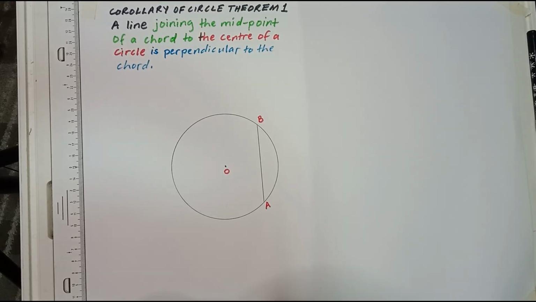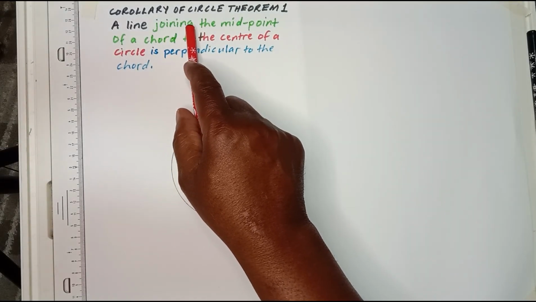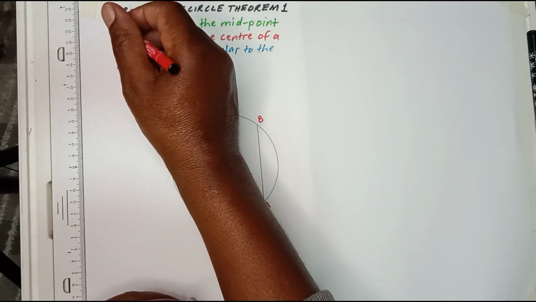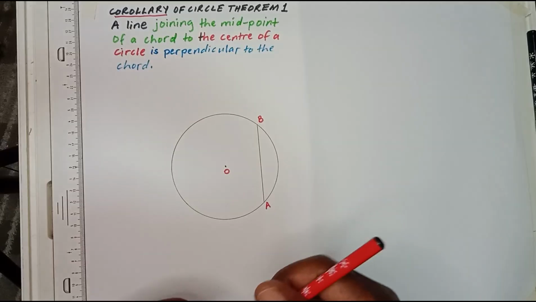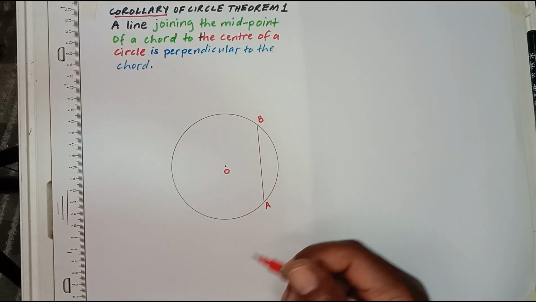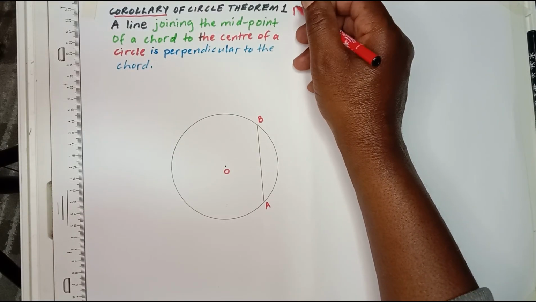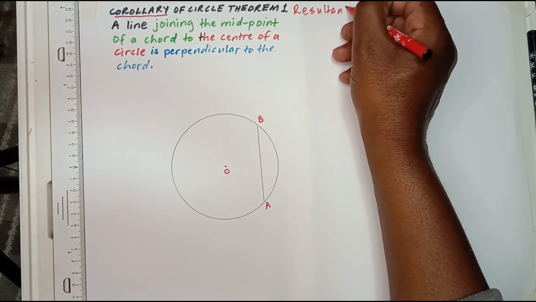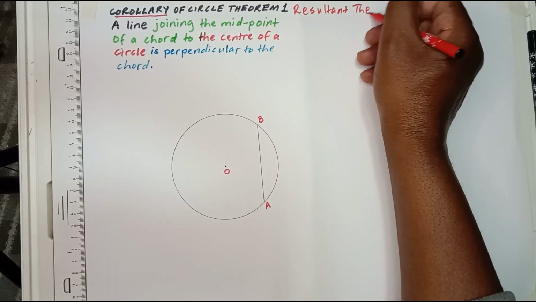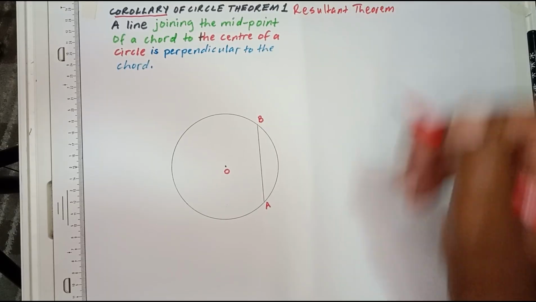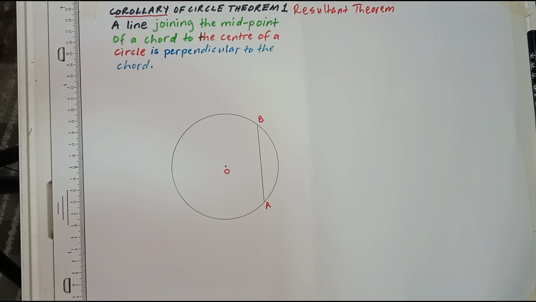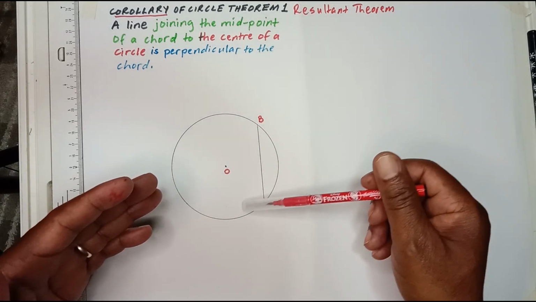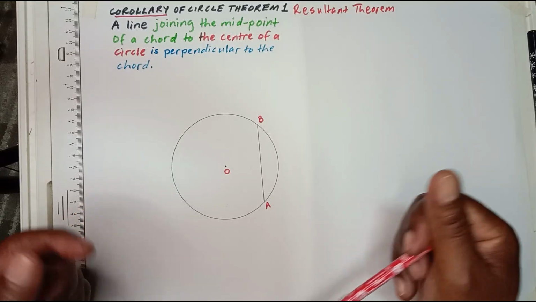In this lesson, we are going to look at the corollary of circle theorem 1. Remember, the word corollary means a result, an immediate result. So this is a resultant theorem, immediately following circle theorem 1. Because it's a corollary, it doesn't need much proof.